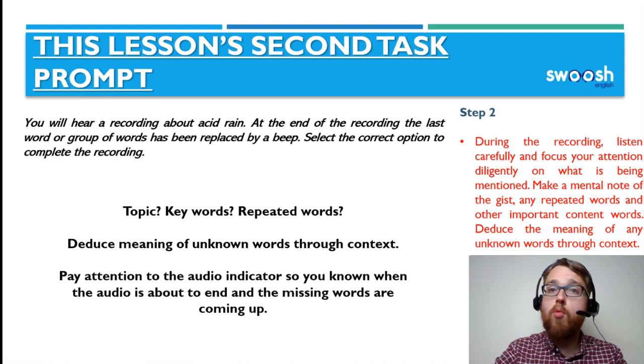So let's think about what we're going to be assessing for our step two. What are the topic? What are the keywords? What are the repeated words? We know our topic is acid rain. From the listening recording, can you deduce anything about the topic of acid rain? Are there any keywords that you know are related to that topic? Are there any words that are repeated? If so, why are they repeated? Can that be a contextual clue for your answer?